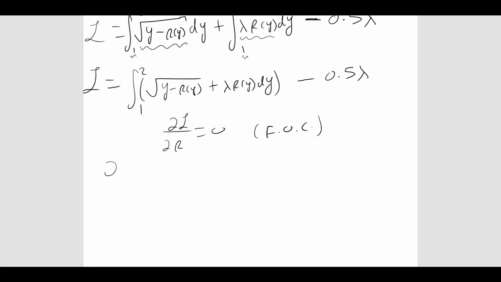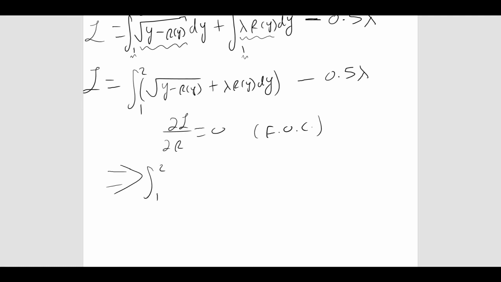Okay, so I've got d by dr of the integral is just going to be the integral, and I can bring the d by dr underneath that integral sign. So let's do that. I'm just going to rub that out. So dl by dr is 0 implies that the integral from 1 to 2 of d by dr of everything inside here is going to be 0.